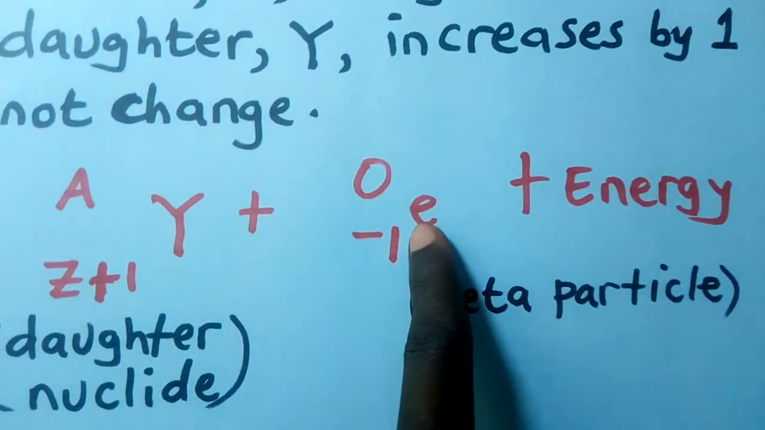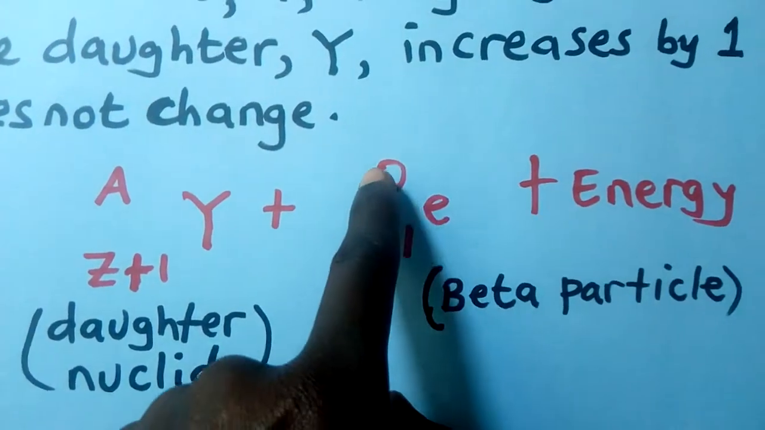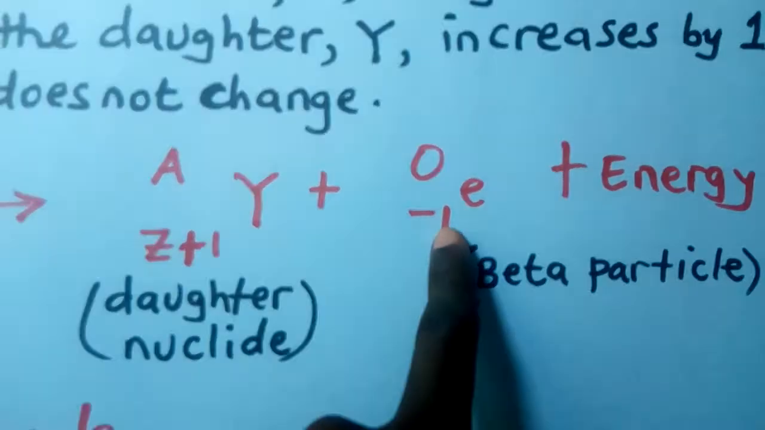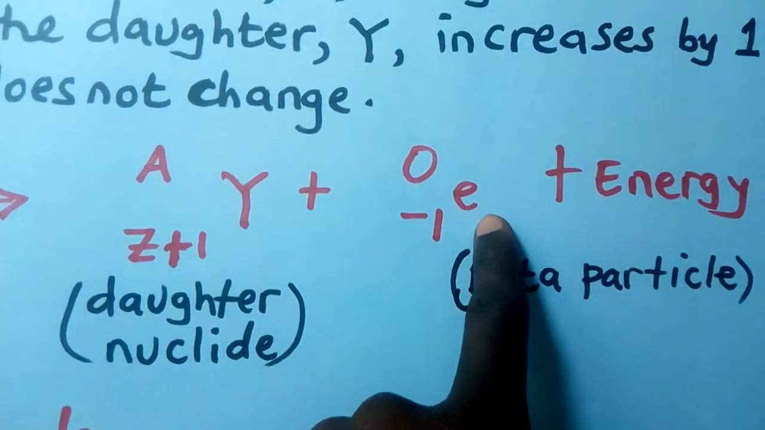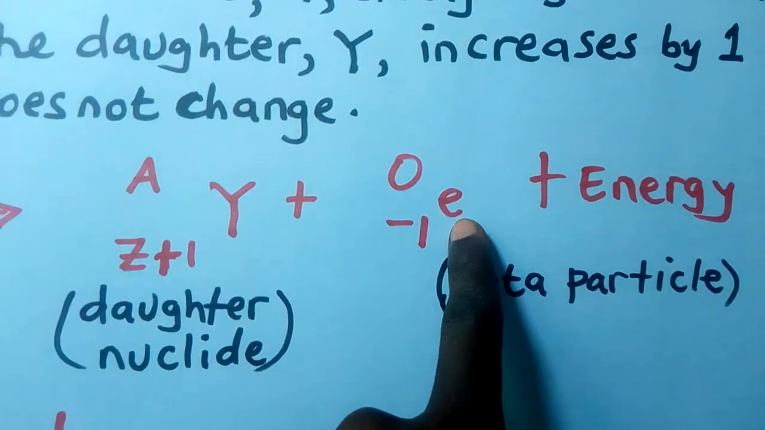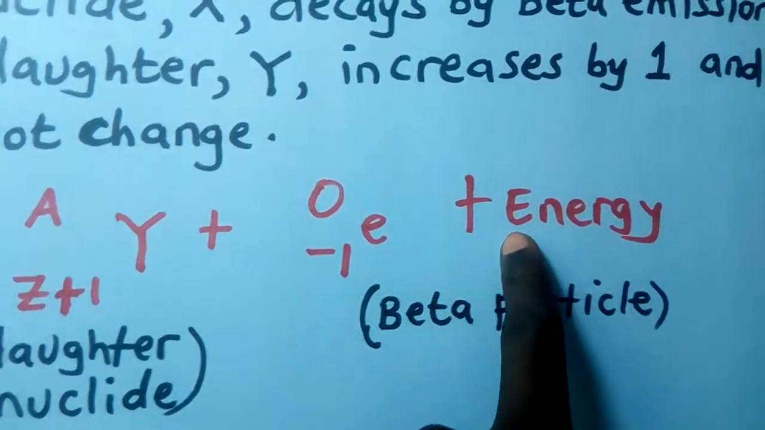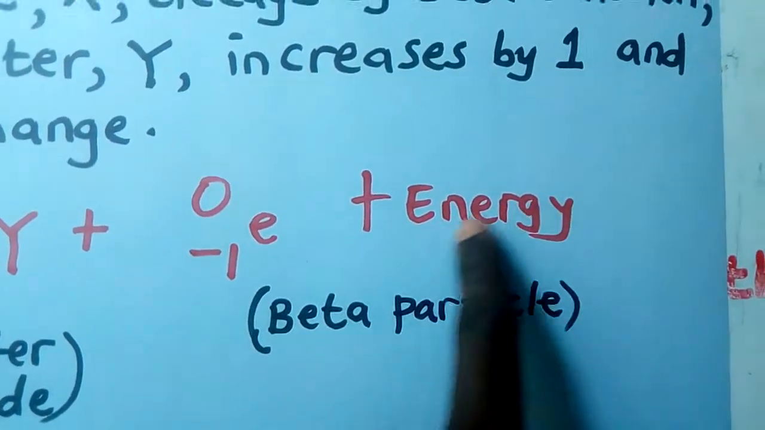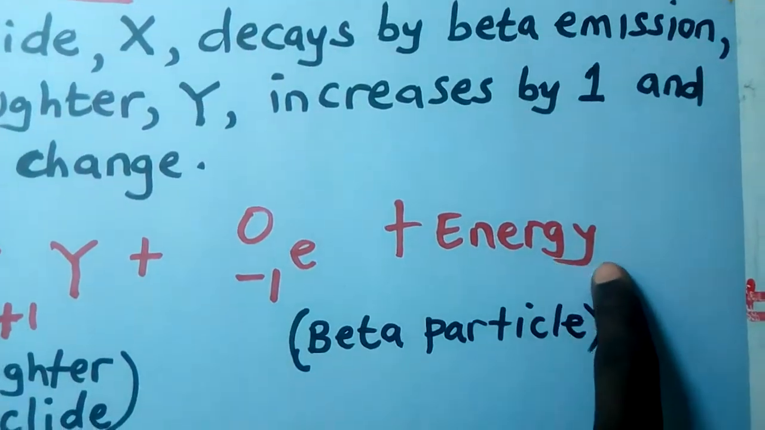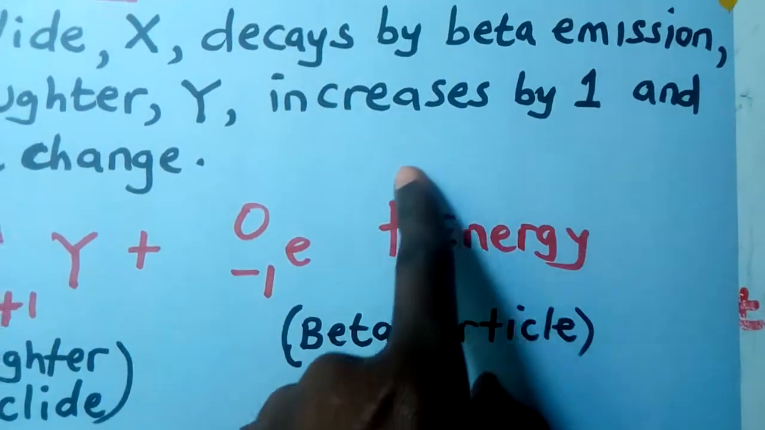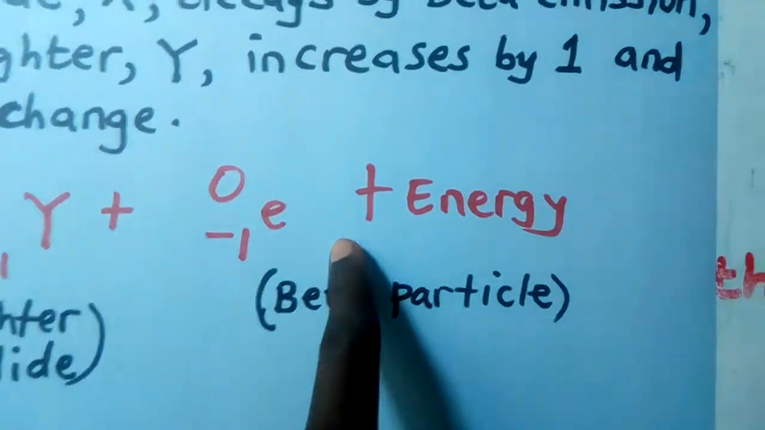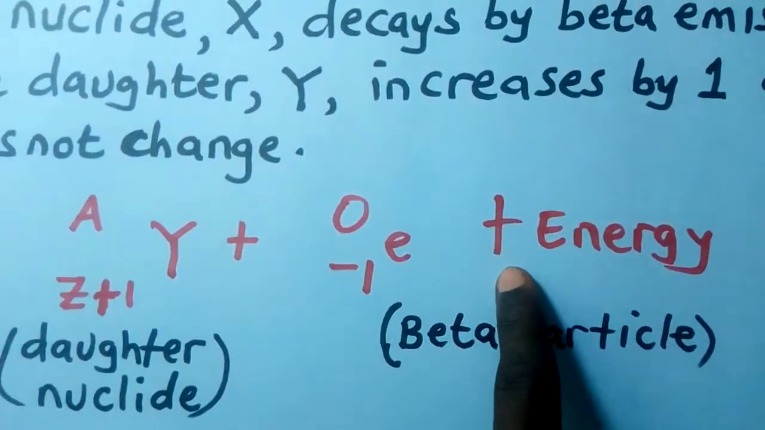It is an electron. The mass number is 0. The atomic number is 1. It is negative because electrons are negatively charged. In all these decays, energy is what? Produced. So some energy is produced, although sometimes when we are writing the equation we ignore this, but what we know is that energy is one of the products.